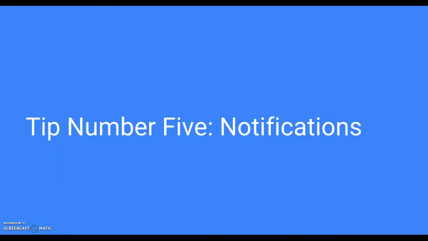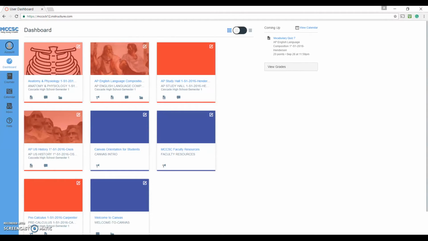Okay, so our fifth and final tip is Canvas notifications. Notifications are really nice because they'll give us updates on our phone or on our email through our computer that'll let us know snapshots of what's happening in our students' classrooms. So again, we'll go back to that dashboard. Okay, so I'm back here at my dashboard.